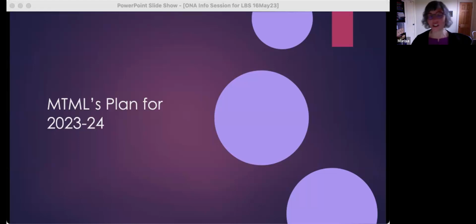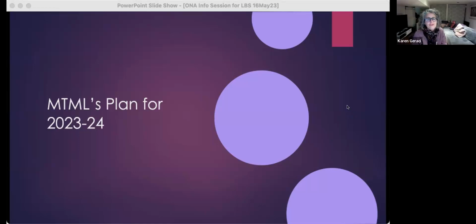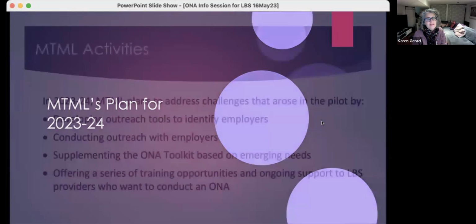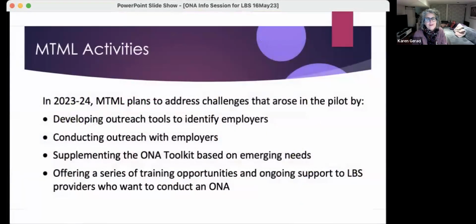And I think talking to Shahina and to Christina has made that clear for us as well. Okay. So we'll just quickly go through the plan that MTML has based on the experience of working with the pilots. So we want to address the challenges that arose in the pilots. We're developing outreach tools to help identify employers, as Marisa just talked about. MTML will be conducting outreach using a variety of different tools to try to get some interest from employers.